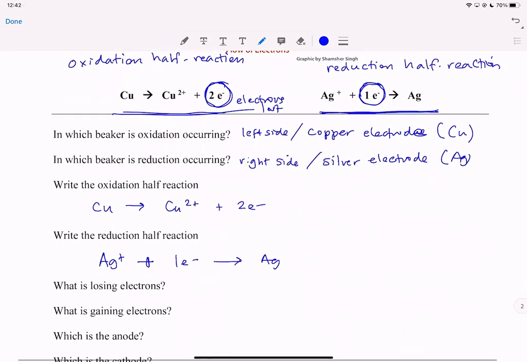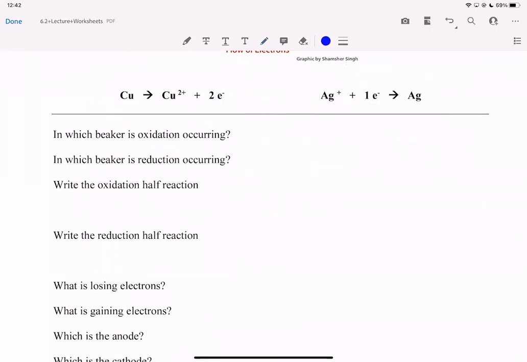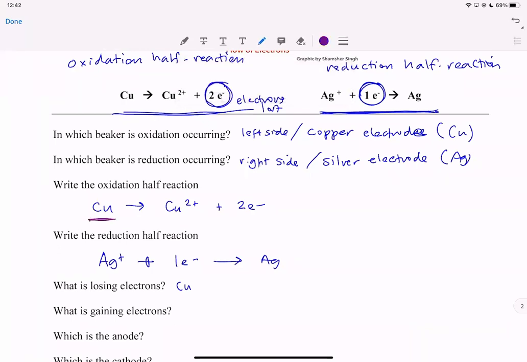So what exactly is losing electrons? It's that copper, the Cu in this half reaction, this one, is what's losing electrons. It's on the left side of the arrow and it's losing the electrons. So that is actually the solid copper electrode. Okay, so the solid copper is what's losing the electrons, this one here.